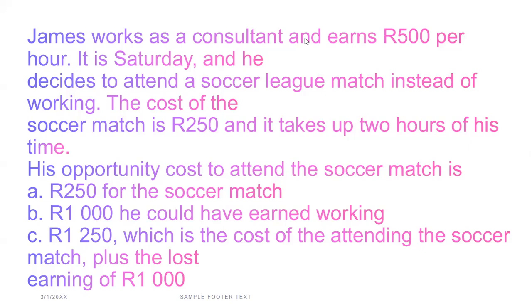Then you've got person B. Person B decides not to go and watch the game. He decides to go and work. If you look at the sentence, it says it takes 2 hours of that person's time, and if he goes and works, per hour he gets 500 rand. So if he had worked those 2 hours, he's got 1,000 more. On top of the 1,000 that he had, he went and worked and earned another 1,000. It means he's got 2,000 with him.